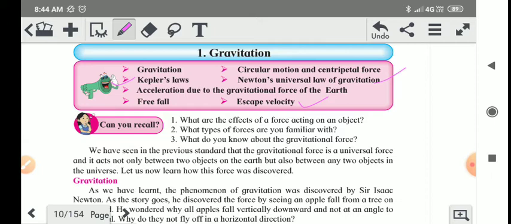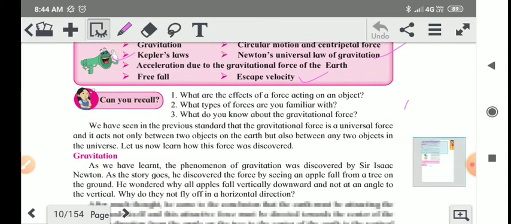First point now is gravitation. In ninth standard we are familiar with this term, gravitational or gravitation. This gravitation was discovered by the scientist Sir Isaac Newton. So here we have to study this first point, that is gravitation.